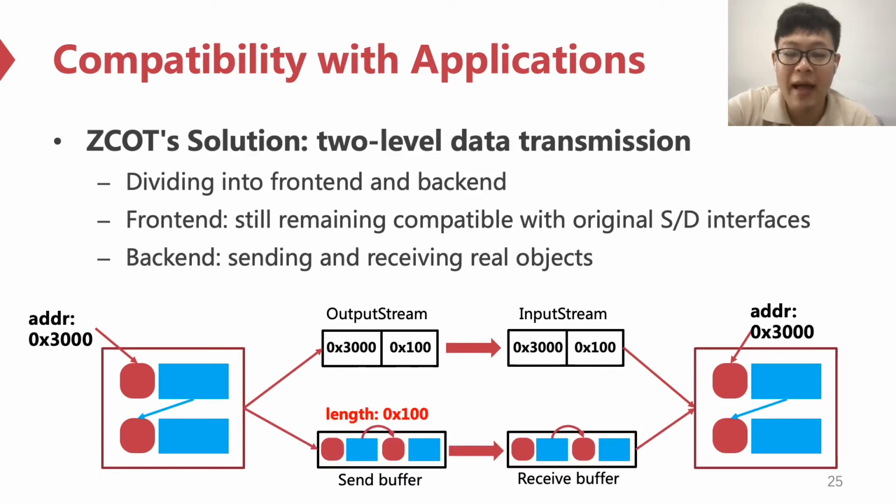Meanwhile, the back-end actually sends and receives real objects. ZCOT will allocate a send buffer and a receive buffer for the sender and receiver, and they will be used to send data between different JVMs, whose length is equal to the metadata in the front-end sending.